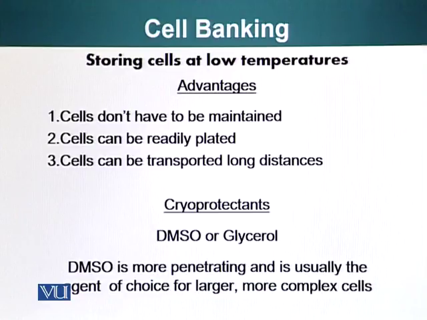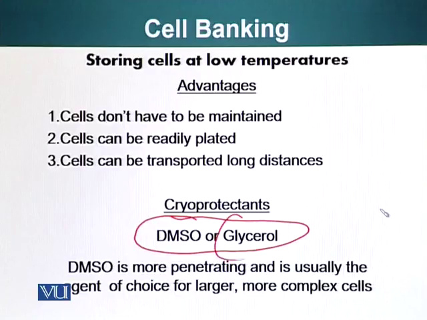So in order to freeze cells, you need to add cryoprotectants in your cell mixture. There are two, which are basically DMSO and glycerol. Glycerol is generally used for prokaryotic or simpler cells. DMSO is more penetrating, and it usually is the agent of choice for larger or more complex cells. So basically, these cryoprotectants prevent ice crystals from forming inside the cell. We know that cellular environment or cytoplasm is aqueous, so these will prevent those crystals from forming, because once they form, they can start damaging cell structures.